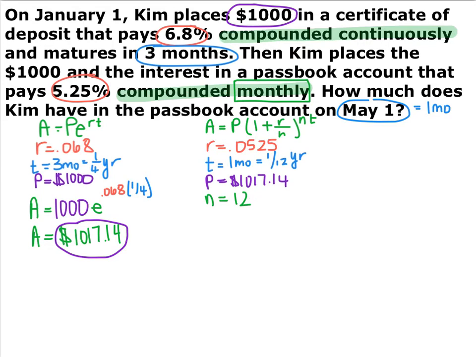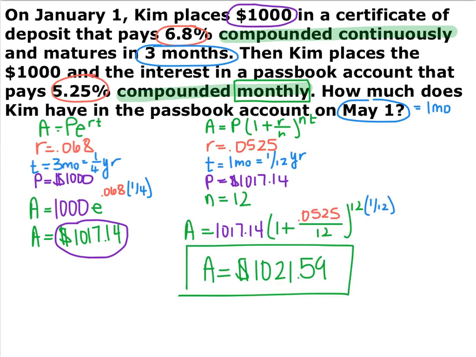Our interest rate is 0.0525. Our time is 1 month. In this one, she had it in there for 3 months, so that'd be January, February, March, and she wants to know how much money she's going to have on May 1st. So the only month she had it in this passbook account would have been April, so 1 month. And then our initial amount is this amount that we found over here. So now that we have all our information, go ahead and pause the video, plug this into your formula, plug it in your calculator, and calculate how much money she's going to have on May 1st.